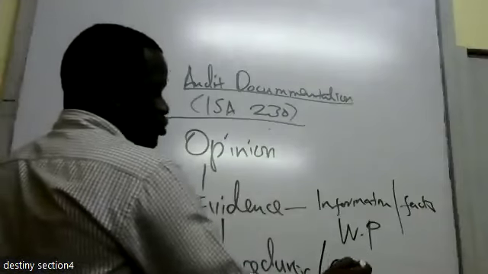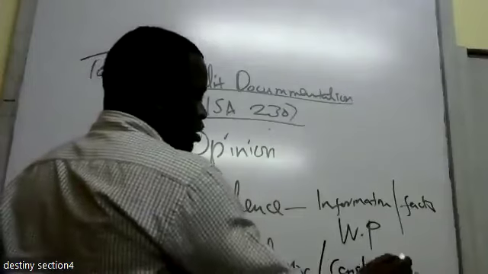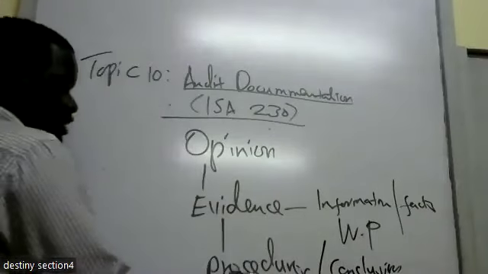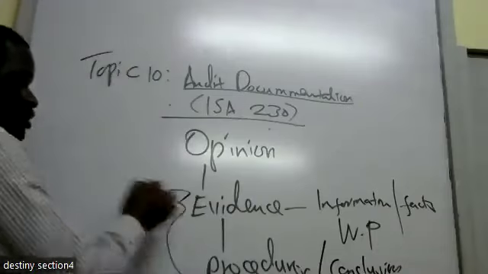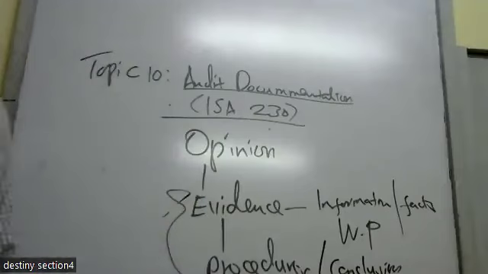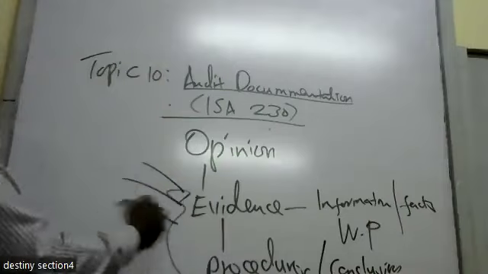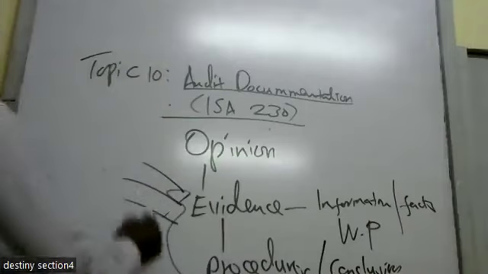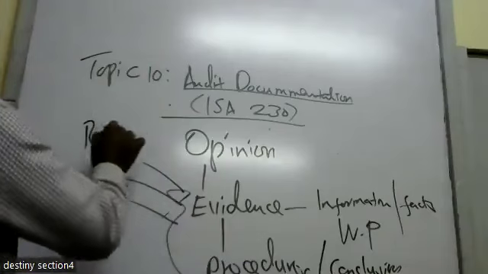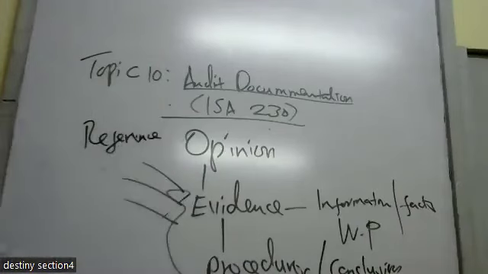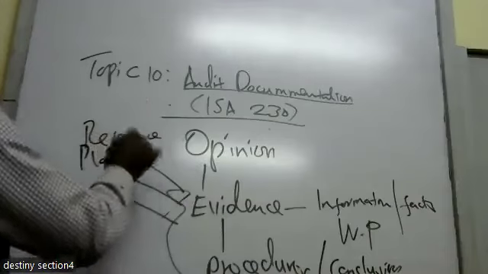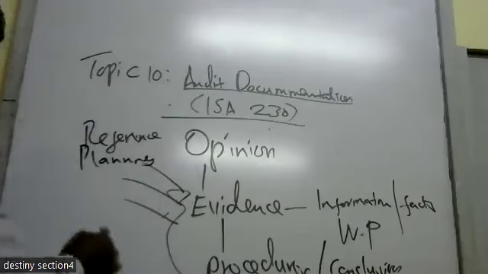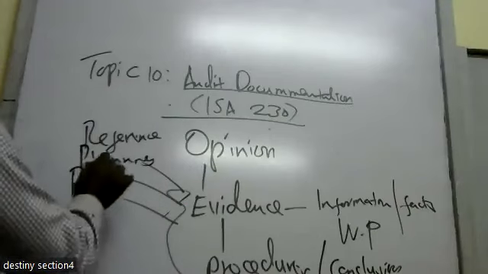sometimes we also make conclusions. Any conclusion made by the auditor also needs to be documented. Any judgment arrived at by the auditor also needs to be documented. This evidence is very important as far as future work is concerned. The importance of audit documentation is, one, future reference. They also form the basis for planning the future audit. They can also facilitate the review of audit work if you have these working papers.